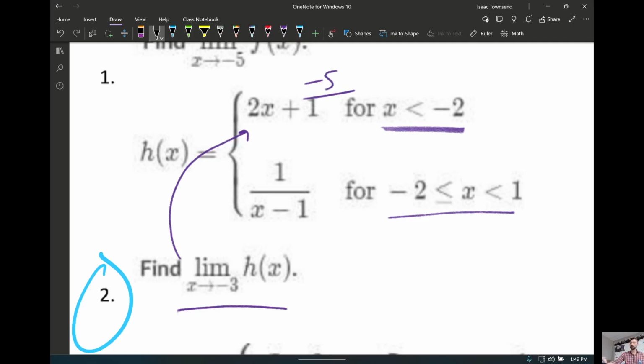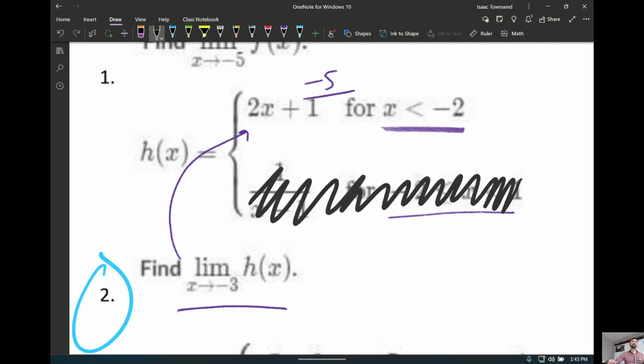For the right limit, which one should I plug it into? Top. Still the top. You want the numbers near negative 3. Negative 2 to 1 have nothing to do with negative 3. This is a complete distractor. It's trying to make sure that you're not just automatically plugging it into both, because you do that sometimes. Negative 3 from the right would still be plugging it into this.